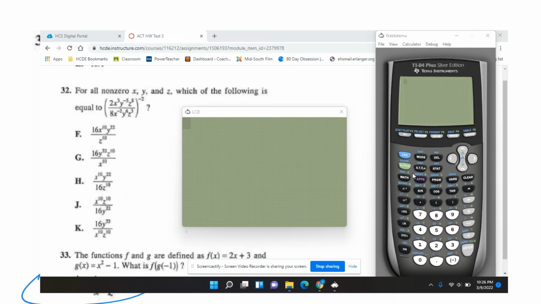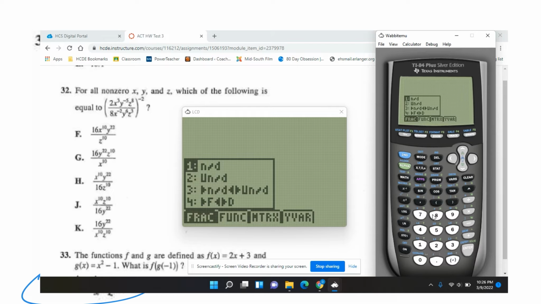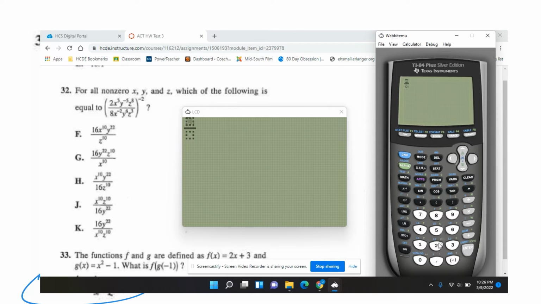So what I'm going to do is pretend like there are no variables in this equation whatsoever. So I'm going to go Y equals, do the fraction mode of 2 over 8. Forgot my parentheses. And I'm going to put this to the power of negative 2. Make sure you use a negative sign, not a subtraction sign. So when I do this, I hit enter. I can see that this is 16, not 1 over 16, which means answers H and J are off the board. Now I can do the same thing with my X's and Y's and Z's.